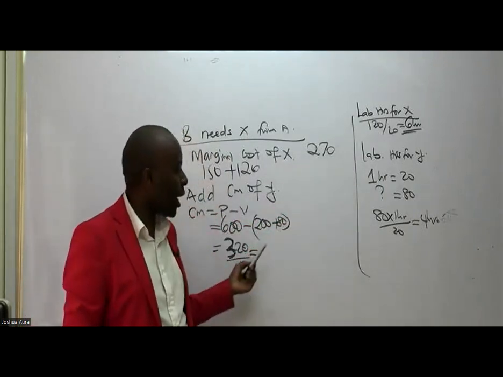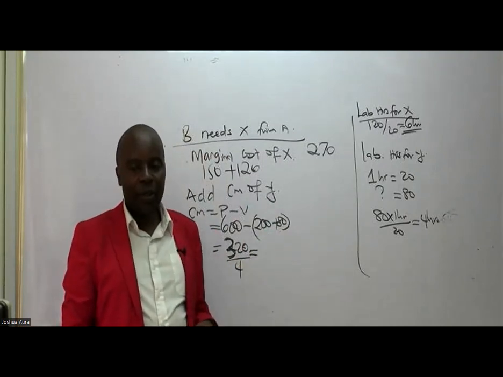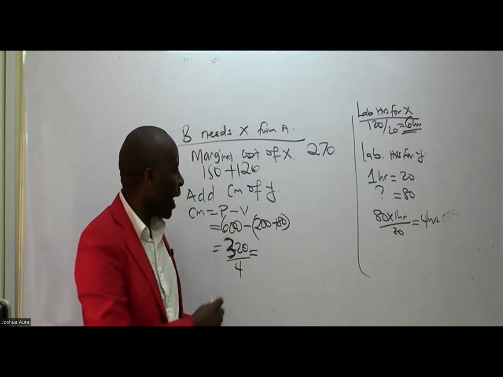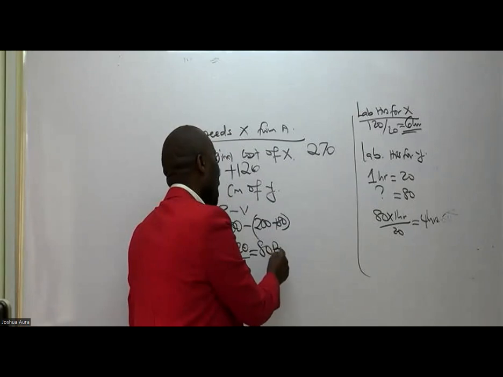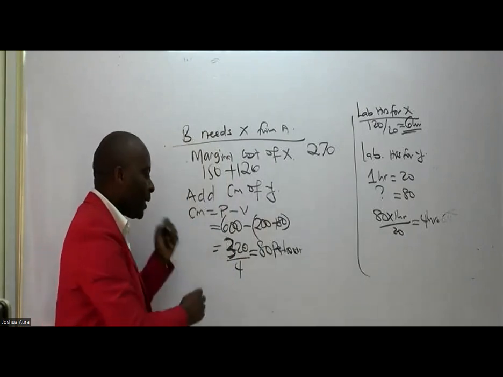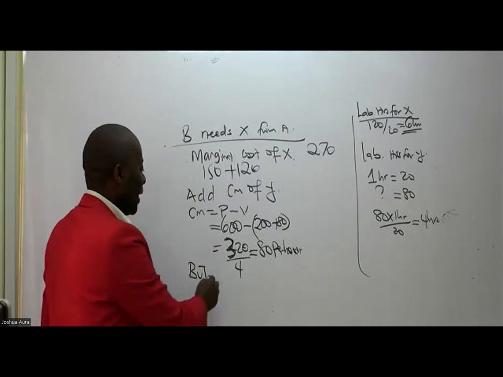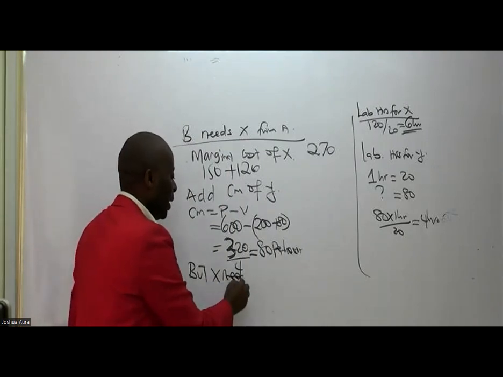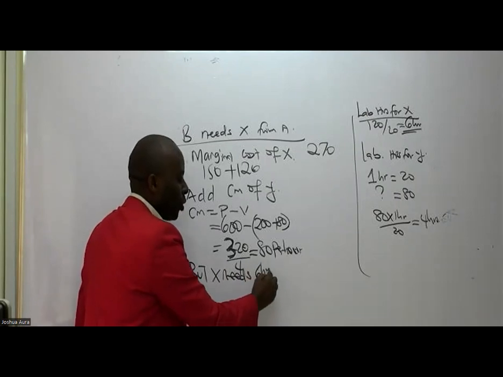Remember why we need 4 hours: Y is being made by B. So 320 divided by 4 means we earn 80 shillings per hour. But X, this guy has come demanding X from me, and X needs 6 hours in total.